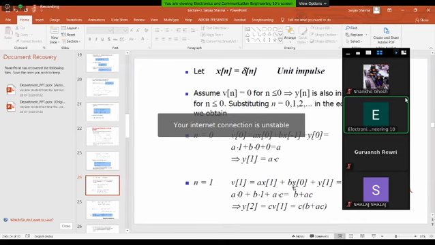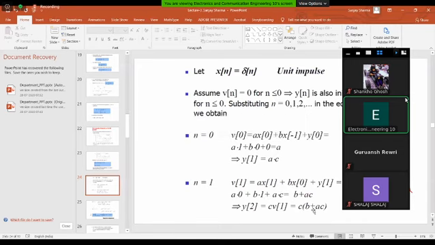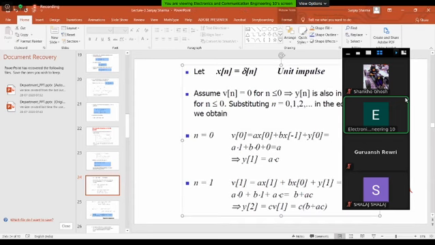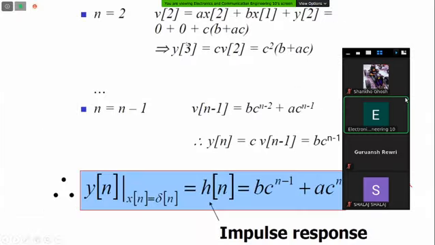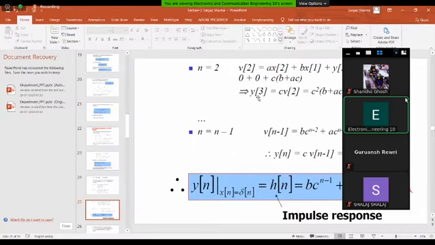For n equal to 1, again by substituting the values, you will be able to get it equal to c into b plus ac. And for other values also, for y[3], you will be getting this value. For n equal to n minus 1, you will get this value. There will be a kind of GP series that you can solve. Or directly it will come from here. For n equal to 2, from here we get y[3] equal to c squared times b plus ac. And in general, for n equal to n minus 1, you get this value. For n equal to n, that means for the nth value, you get this value.